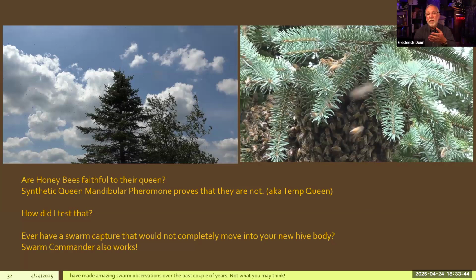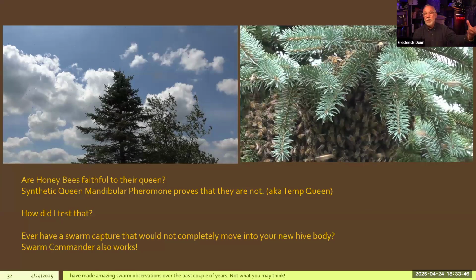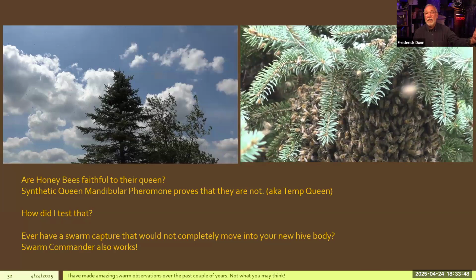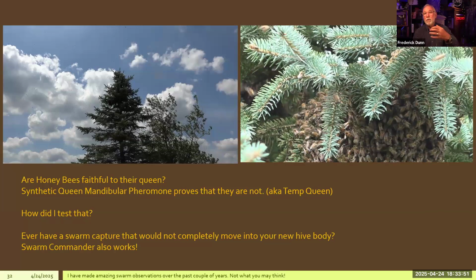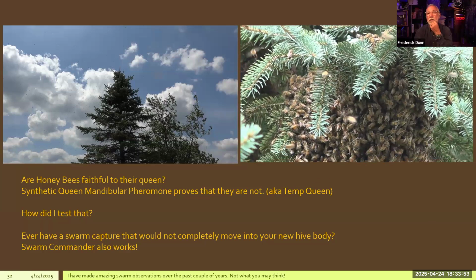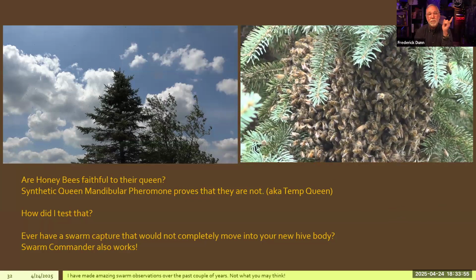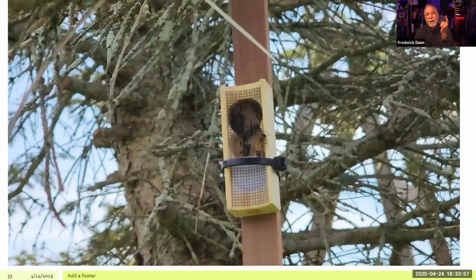The queen goes where this cluster is. It looks like they would surround the queen and go where she is, which they can, but usually the queen moves down the branch to wherever the cluster is the largest, and she buries herself in there. So let's move on because I have things to do.